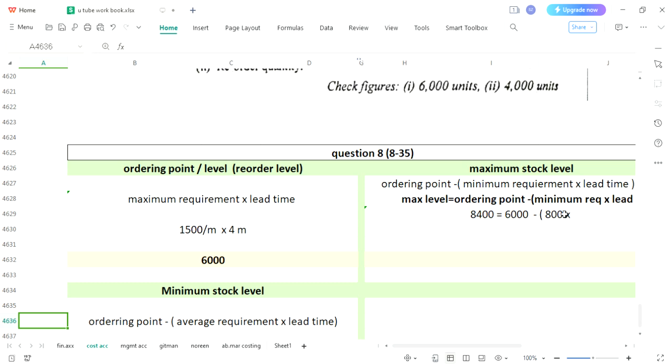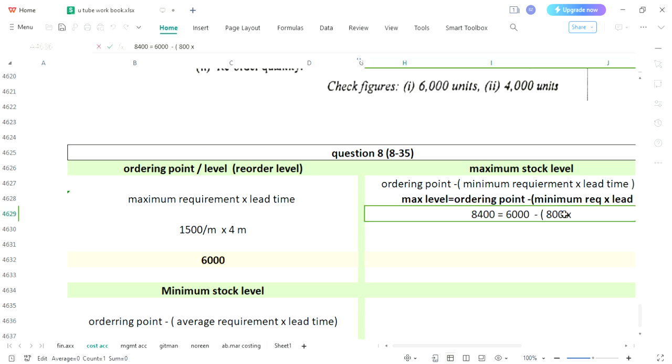The minimum requirement of 800 units is per month, and the time given here is 2 months, which means both elements are already in months, so we don't need to change anything. Our minimum requirement is given in terms of months, and the time is also mentioned in terms of months, both already synchronized, so there is no need to change. Okay, so let's see what is next in our formula.